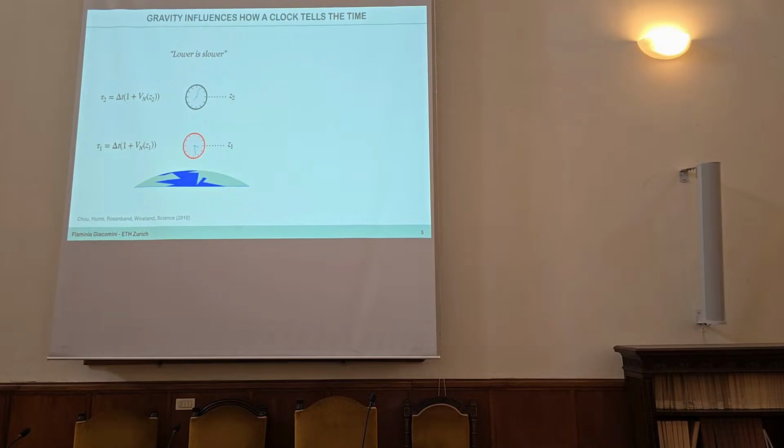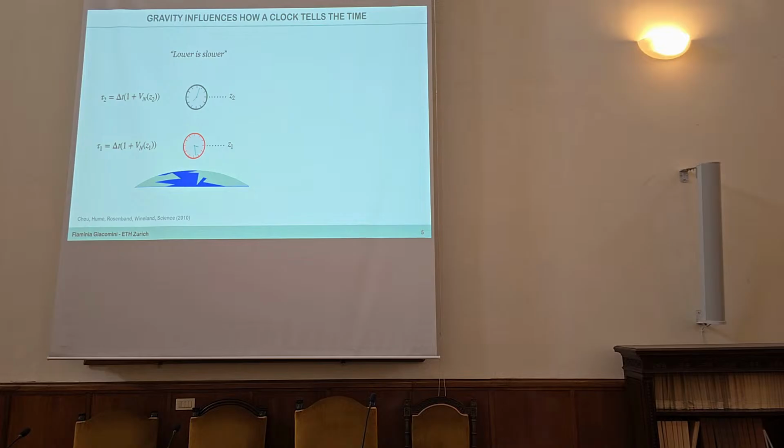A typical test of the equivalence principle uses clocks. So let us imagine the following situation. We have two clocks in the gravitational field of the Earth at two different heights. And we know that according to gravitational time dilation, a clock that is lower in the gravitational field ticks more slowly than a clock that is higher in the gravitational field.